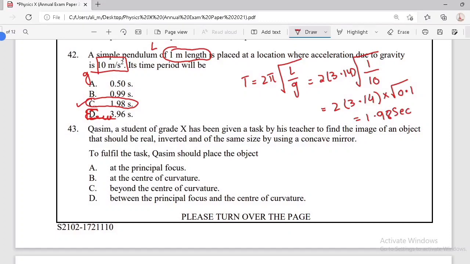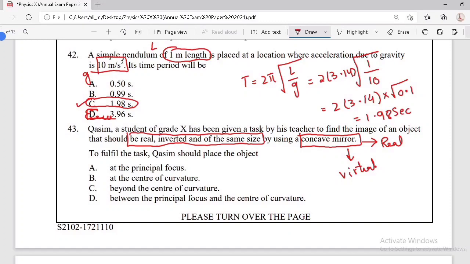Qasim, a student of grade 10, has been given a task by his teacher to find the image of an object that should be real, inverted, and of the same size. These are the characteristics of the image that is produced by the student using a concave mirror. To fulfill this task, Qasim should place the object where? We know that the concave mirror is a converging mirror and it can form both real and virtual types of image. The size of the image depends on the position of the object, because this type of mirror can form equal, small or large images.